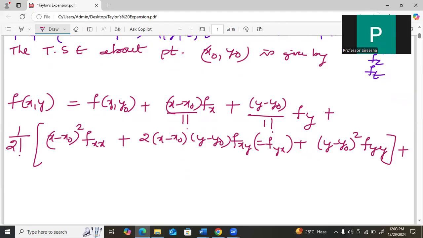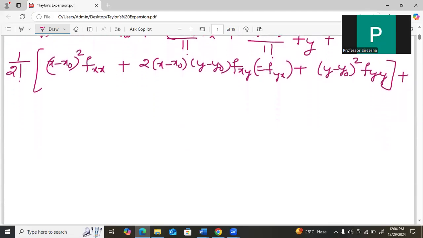Now, how will my third order derivative look? Simple, guys. Always remember Pascal's triangle. 1 1, the coefficients would be like the Pascal triangle, and then 1 3 3 1, and then 1 4 6 4 1 and so on.